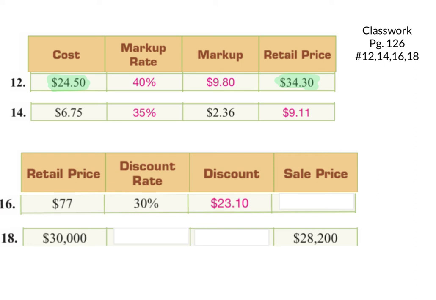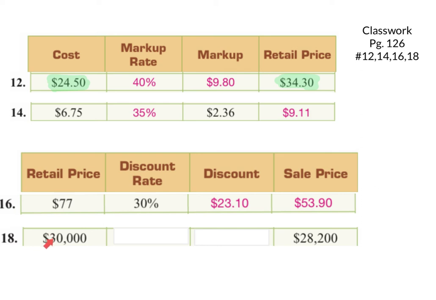So then once we have the discount amount, like we just said, we're going to take the $77 and subtract the discount amount, and that will give us our sale price of $53.90. All right, let's look at the next one. They gave us the retail of $30,000. They gave us the sale price of $28,200. So to find the discount amount, what am I going to do?